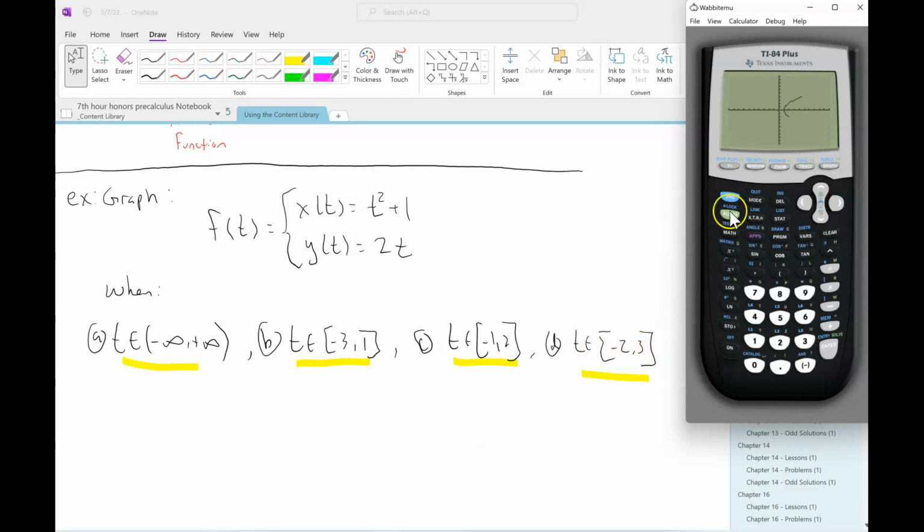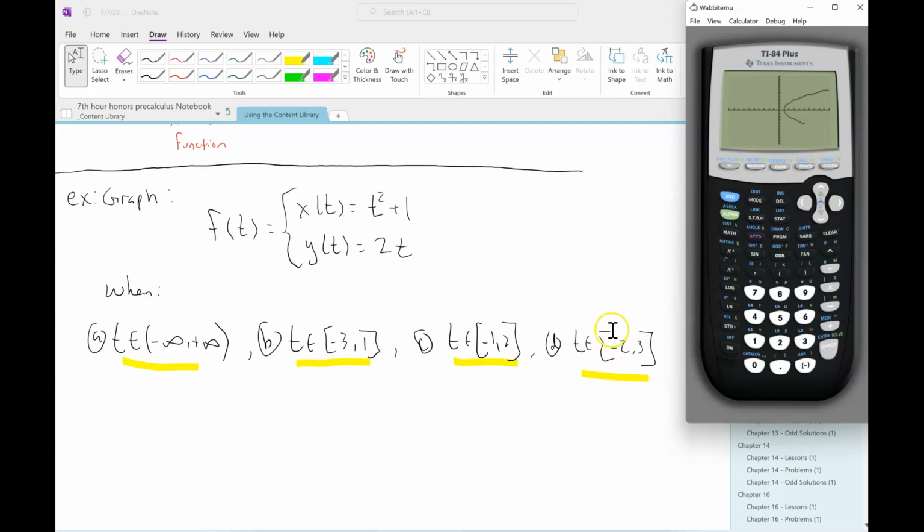If I change it from -2 to 3, oops, -2 to 3, I get a different section again. Everybody's okay with this? Do we see how we're generating the points there?